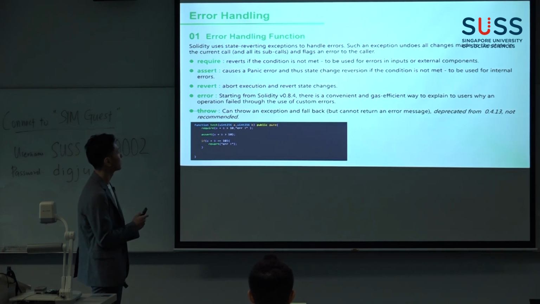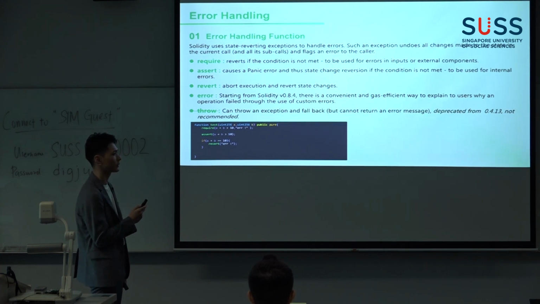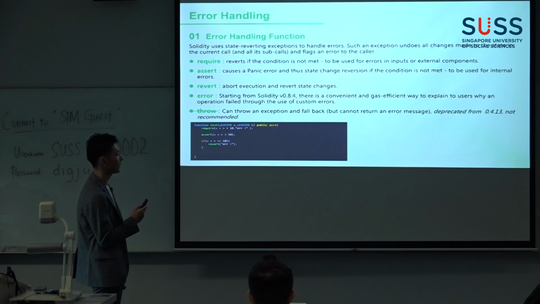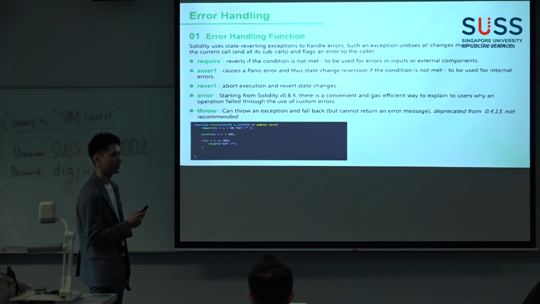Error is a new keyword. Starting from Solidity version 0.8.4, there's a convenient and gas-efficient way to explain to users why an operation failed through the use of custom errors. It is very helpful because in a traditional require, you just see the transaction reverted, and you have to go through the stack to find out what went wrong.